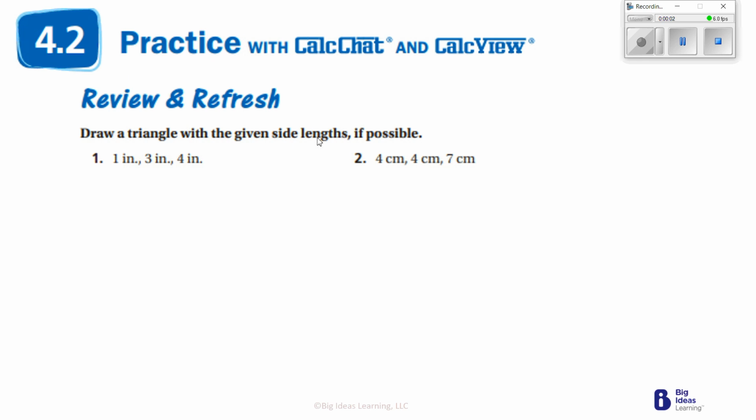Seventh grade advanced class. Let's knock this out. I got 4-2. I'll be doing all the odd ones, of course. Draw a triangle with the given side lengths, if it's possible.